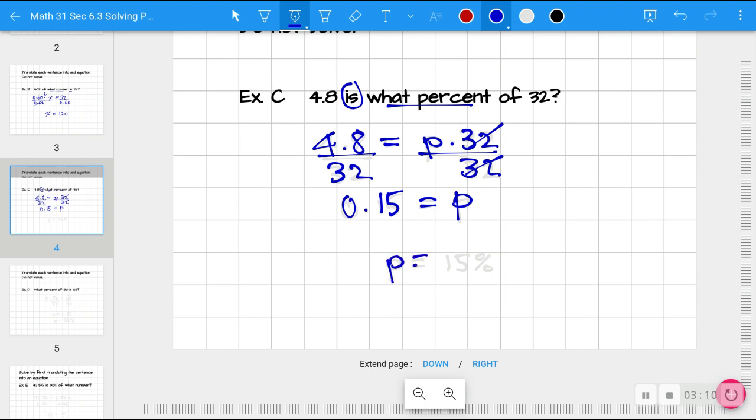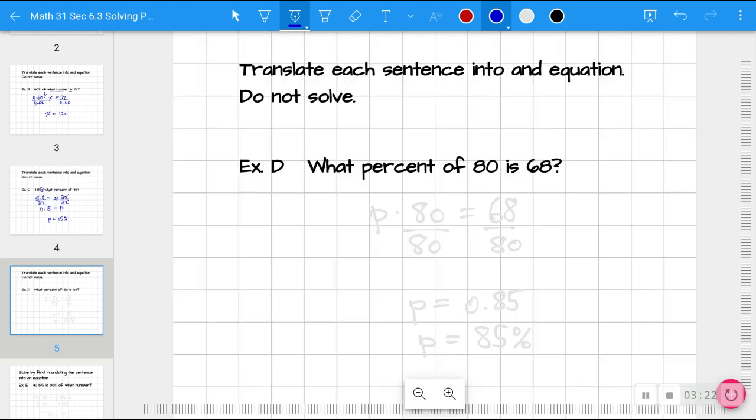restoring the percent sign. So hopefully you remember the little mnemonic device I had. If you restore the percent sign, you move your decimal to the right. If you lose the percent sign, you move your decimal to the left. You hopefully caught that alliteration there.